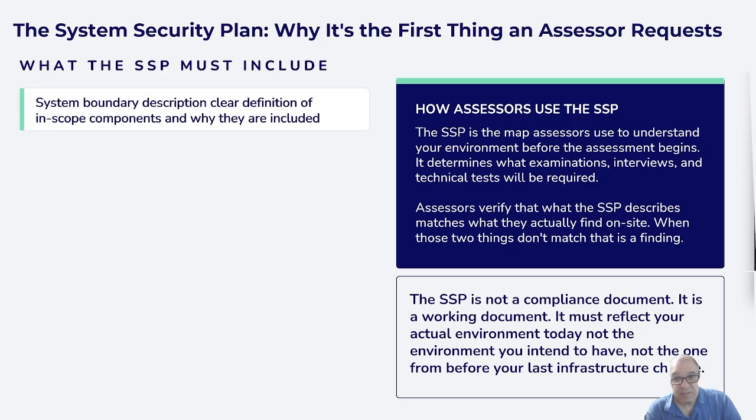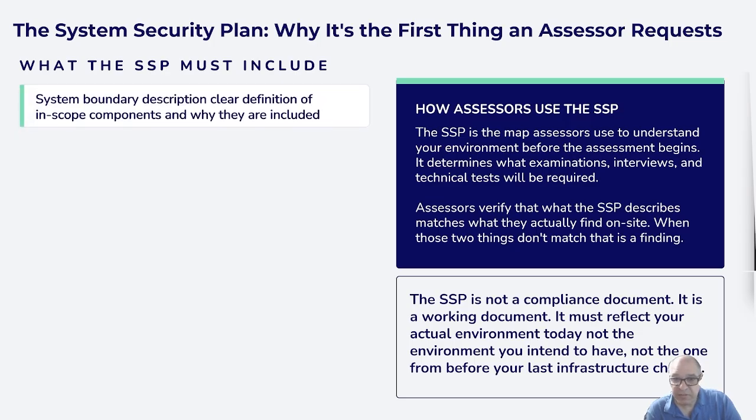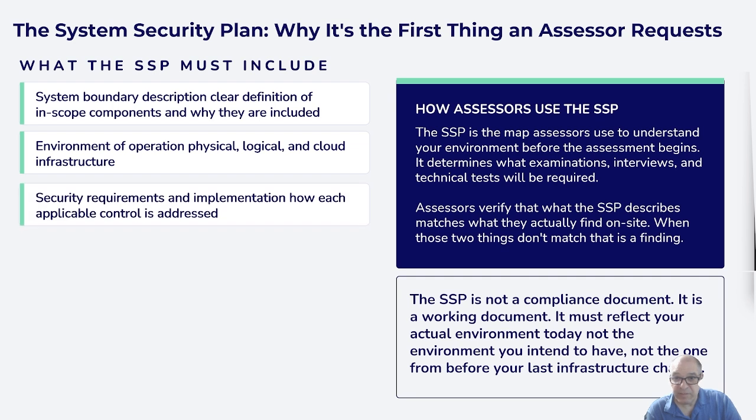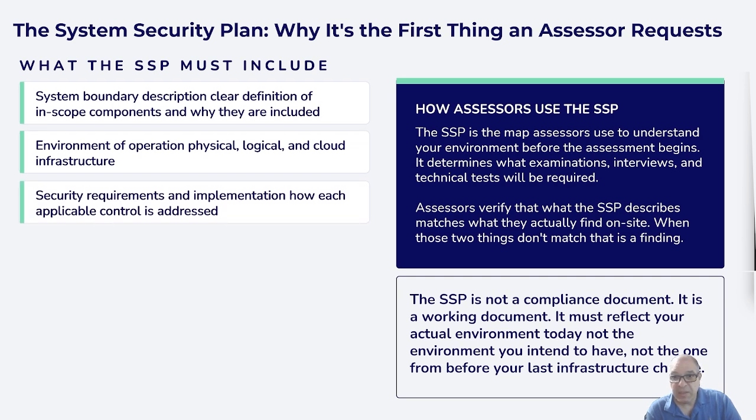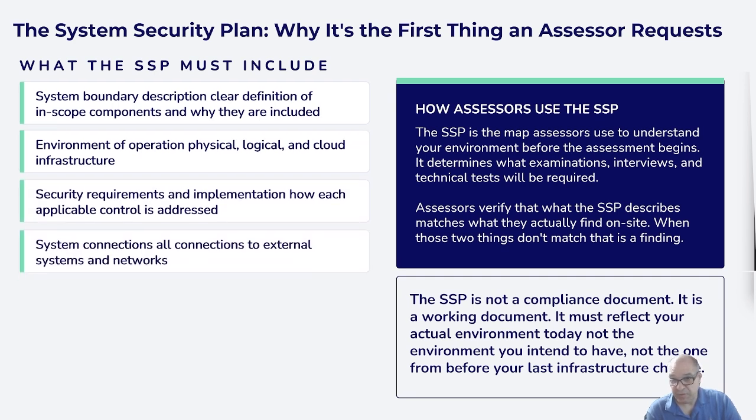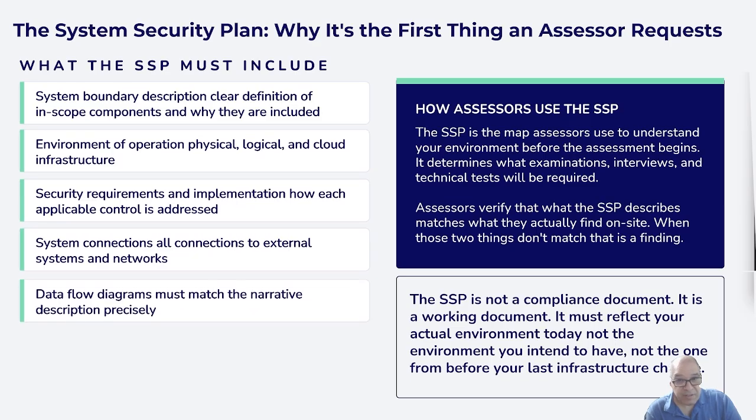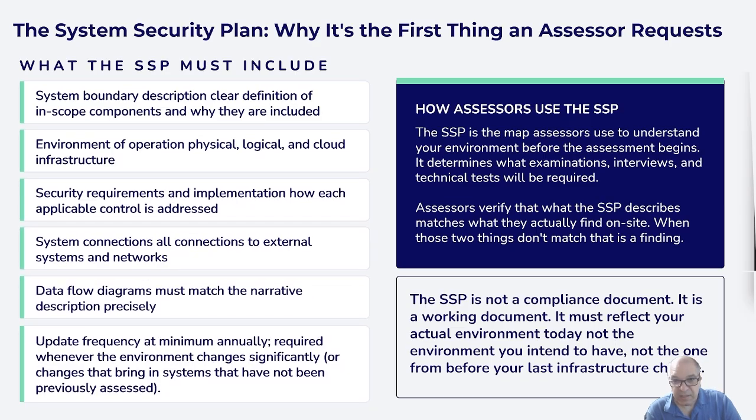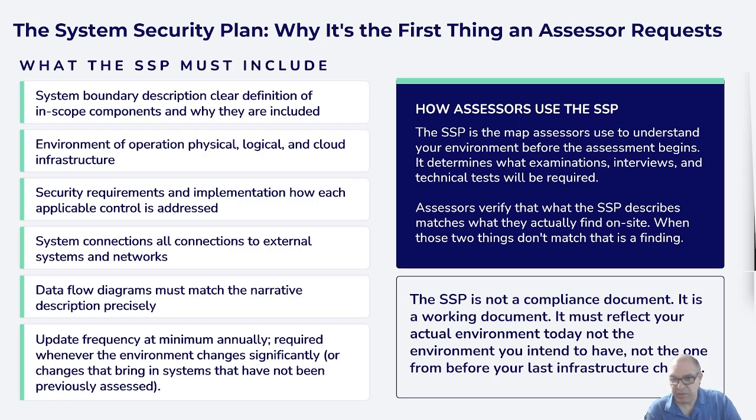The SSP must include a system boundary description, a clear description of what's in scope and why, a description of your environment of operation, physical, logical, and cloud, your identified security requirements and how each one is implemented, connections to other systems and networks, data flow diagrams that match the narrative, and a defined frequency for updates, at minimum annually, and at any time the environment changes materially.